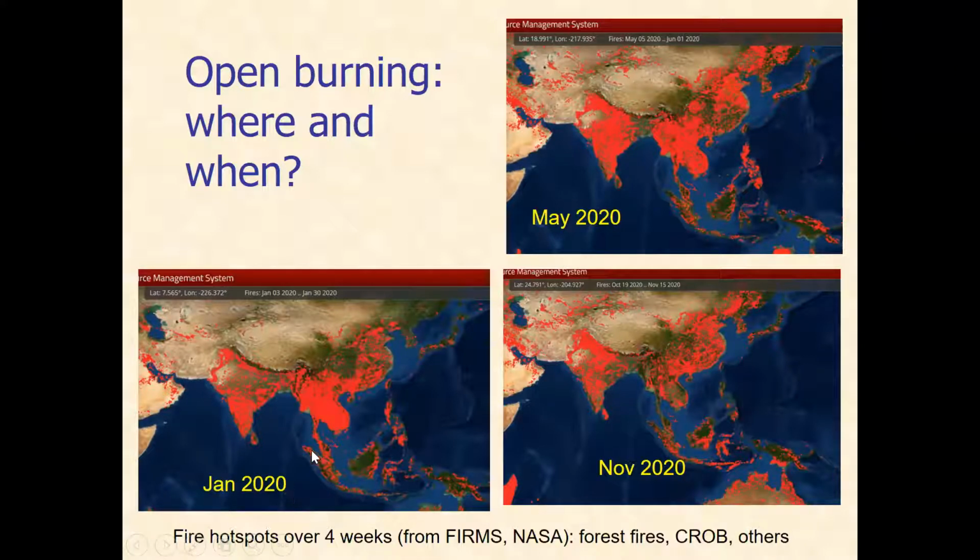In January this year, we see a lot of open burning over Southeast Asia, India, and all over Asia. In May, also a lot of open burning, and November also. So it means that here we burn everywhere and also anytime. So a lot of open burning. And the hot spots here represent forest fire or crop residue burning or other kinds of open burning.